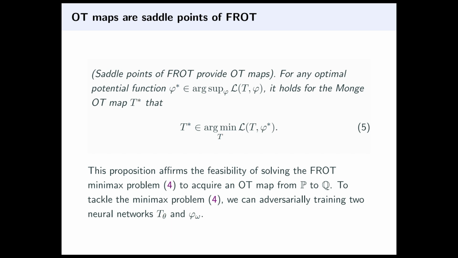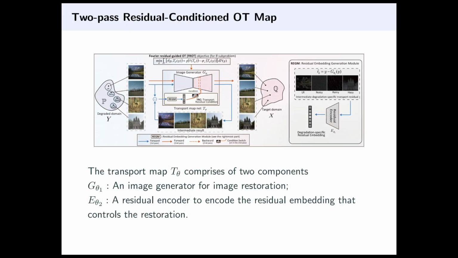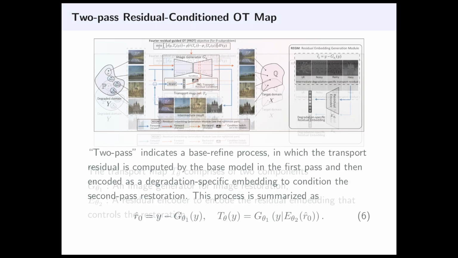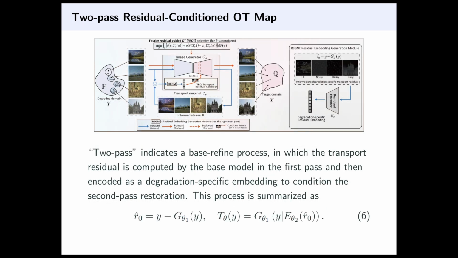To tackle the minimax problem, we can adversarially train two neural networks T theta and phi omega. Then we design the transport map as a two-pass RCOT map. It contains an image generator and a residual encoder to encode the residual embeddings. In the two-pass process, the transport residual is computed by the base model in the first pass and then encoded as a degradation-specific embedding to condition the second pass restoration. This process is summarized as equation 6.